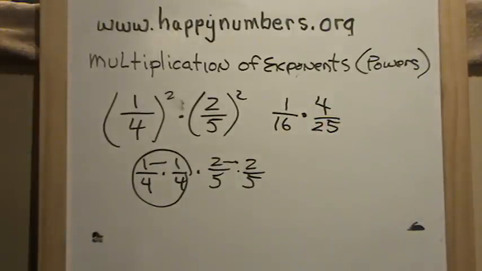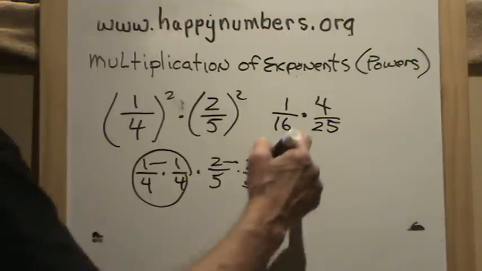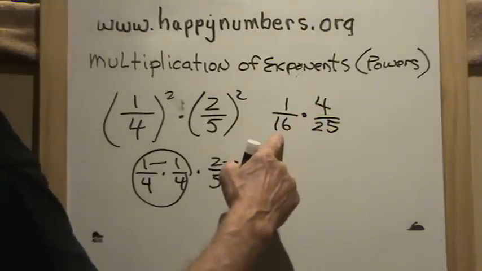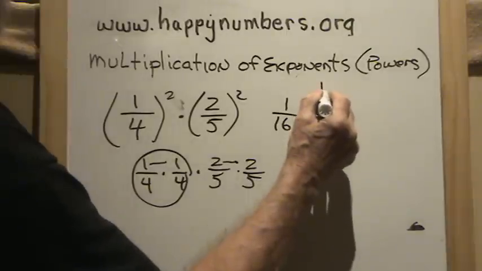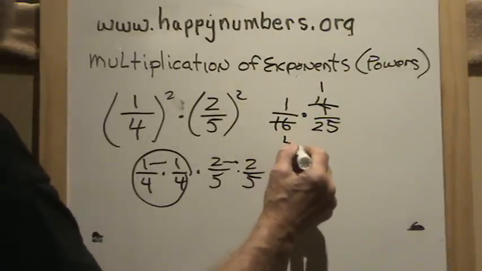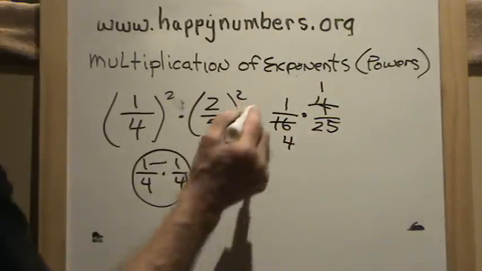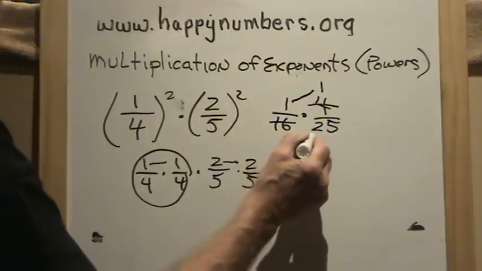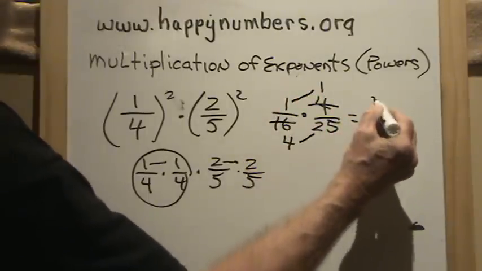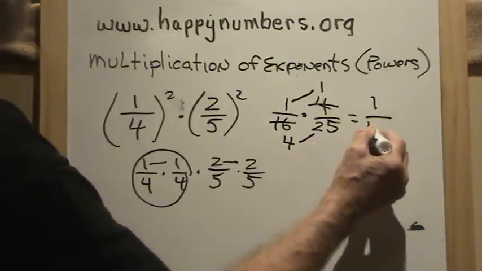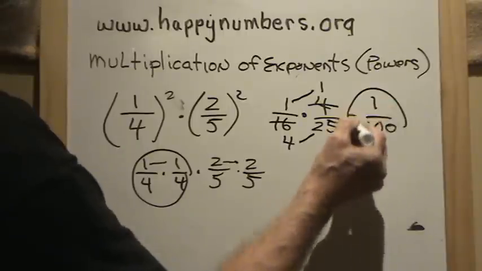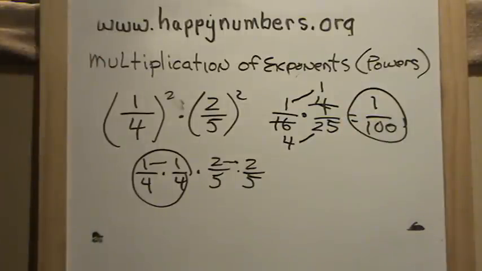Okay? Now, what I can do is I can see that 4 can go into 4 and 4 can go into 16. We're multiplying fractions here, but I can cancel. So 4 goes into 4 one time, 4 goes into 16 4 times. Now I multiply across. 1 times 1 is 1. 4 times 25 is 100. So that's our answer. Well, good.